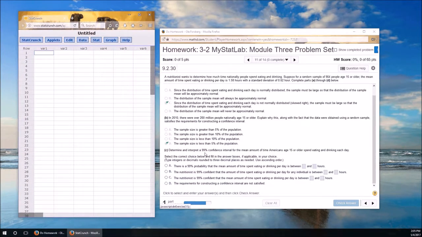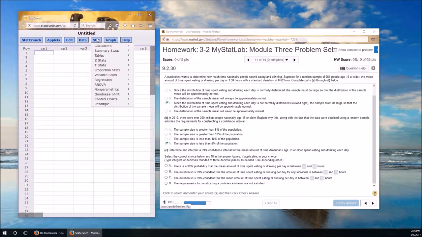Determine and interpret a 99% confidence interval for the mean. So for mu, confidence intervals are always about the population parameter, in this case about mu. So we're going to go up to Stat. Notice that we're dealing with one sample. We're only looking at Americans age 15 or older. We're not comparing that sample or that population with anything else.